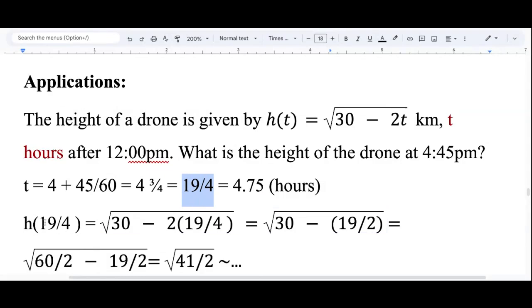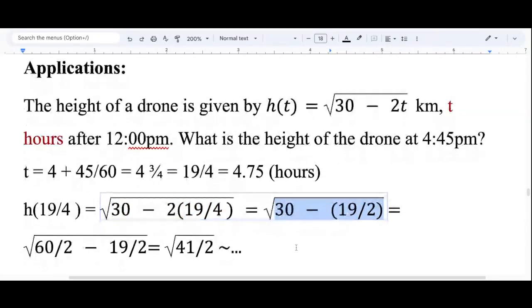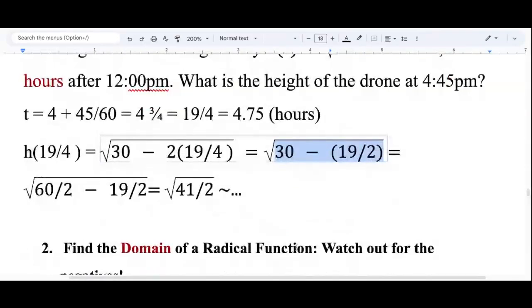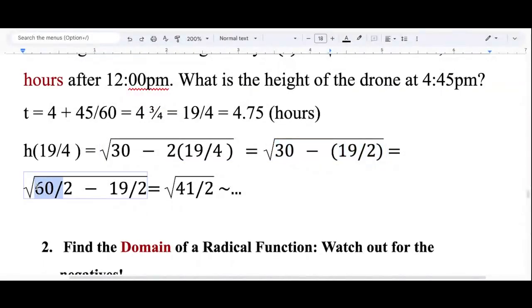Right? So that means h of 19 over 4, we just plug into the function. The square root of 30 minus 2 times t, 2 times 19 over 4. Right? So it becomes the square root of 30 minus 19 over 2. We want to change 30 to have the common denominator of 2. So we write 30 as 60 over 2 minus 19 over 2. Now we can combine those two numbers. 60 minus 19 is 41. So it's the square root of 41. Right? You could use your calculators to do the calculation.